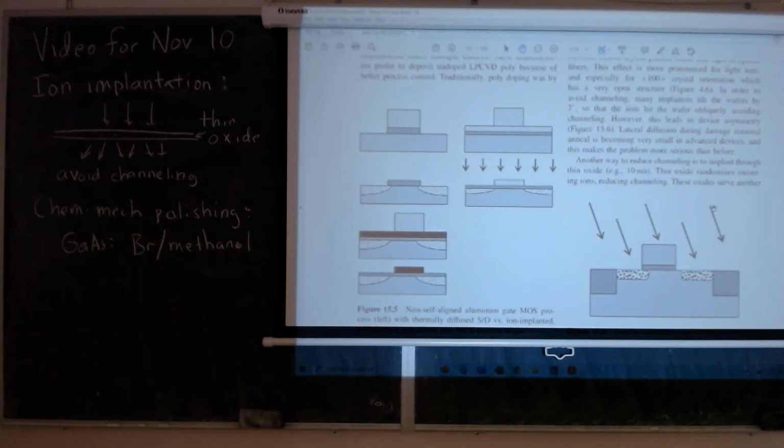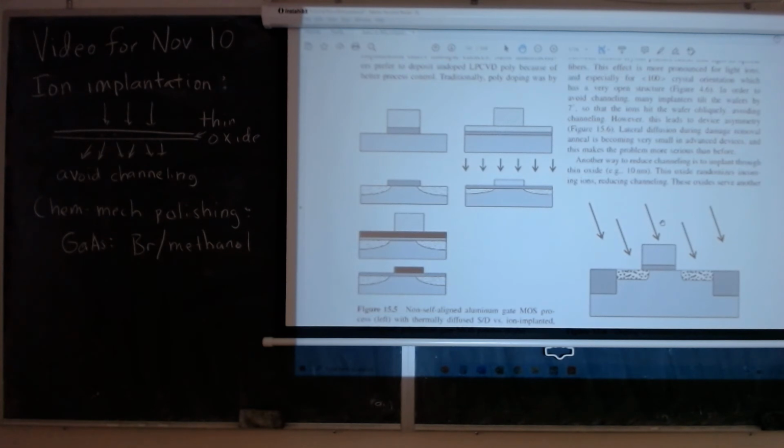And probably it's sort of kind of a secret. But those are the two techniques, and I thought it was shown here, but I was wrong. You either, as shown here, tilt the implanter to avoid this channeling effect, or as I have shown on the board there, you put a thin oxide that acts to scatter the ions.